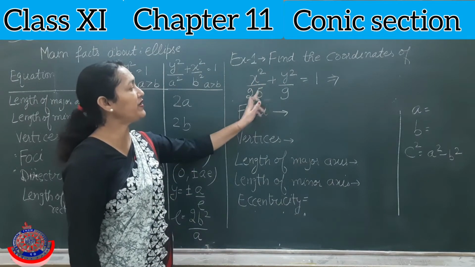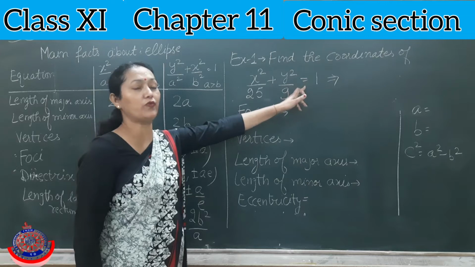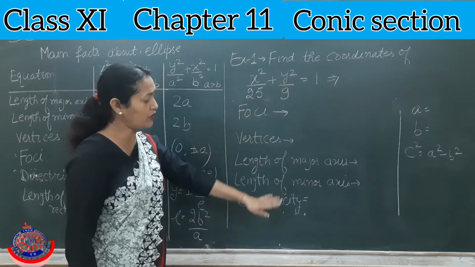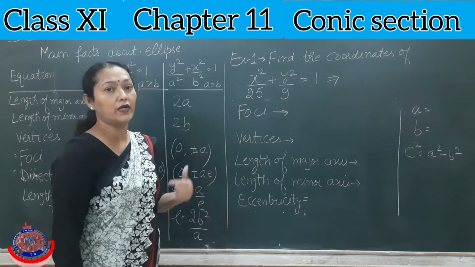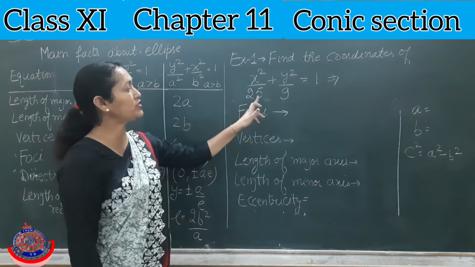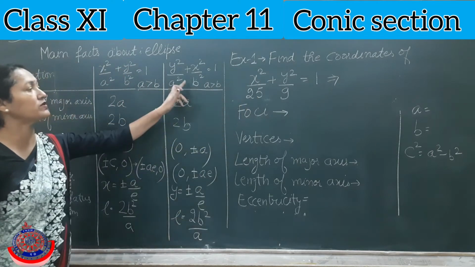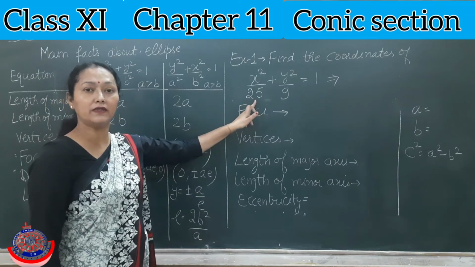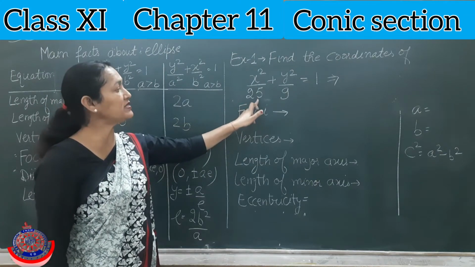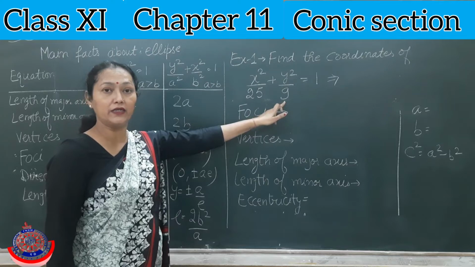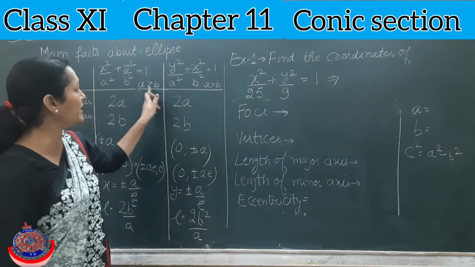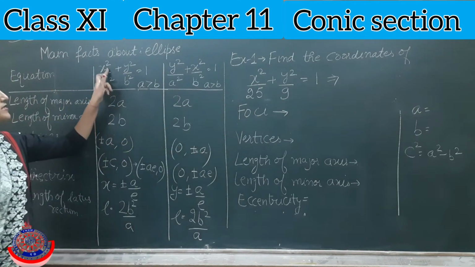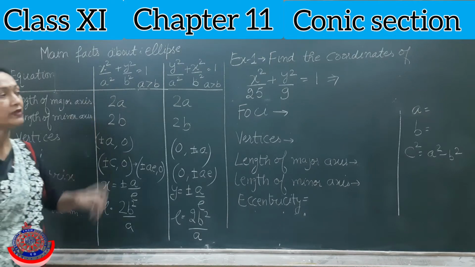x square upon 25 plus y square upon 9 is equal to 1. And they are asking us to calculate all these values. Before we start, we have to check which kind of equation it is, whether this one or this one. Denominator of x is 25 and 25 is greater than 9. So bigger value, that is a, is under x. So this is the equation.